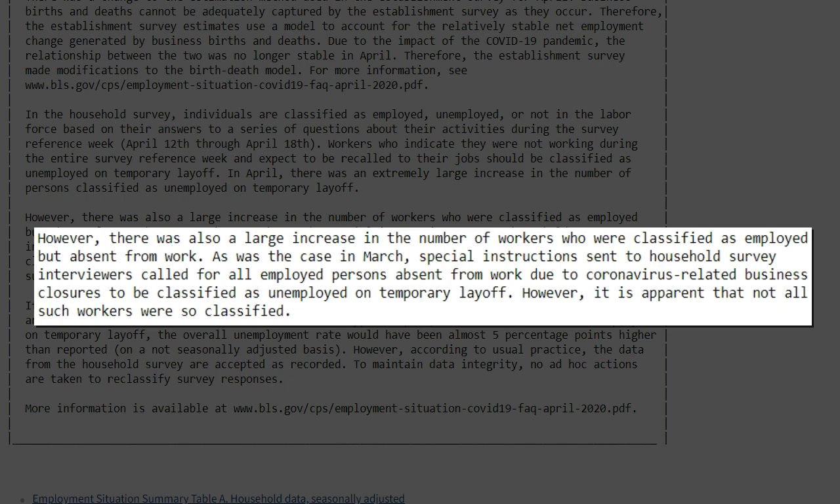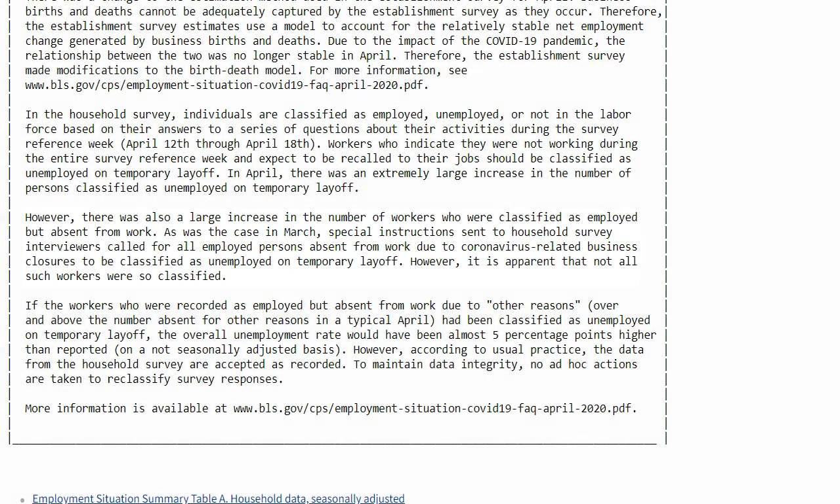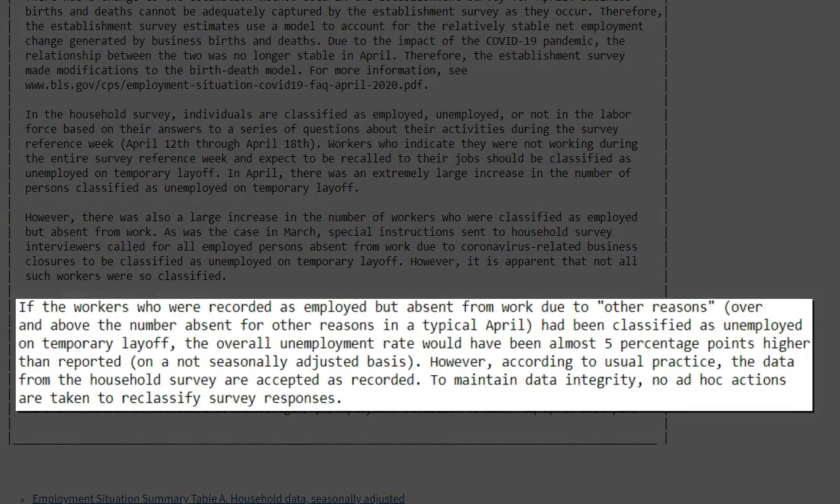However, it is apparent that not all such workers were so classified. If the workers who were recorded as employed but absent from work due to other reasons over and above the number absent for other reasons in a typical April had been classified as unemployed on temporary layoff, the overall unemployment rate would have been almost 5 percentage points higher than reported.